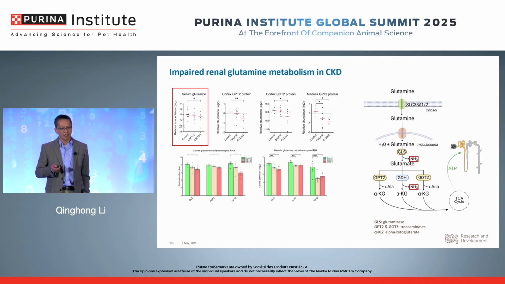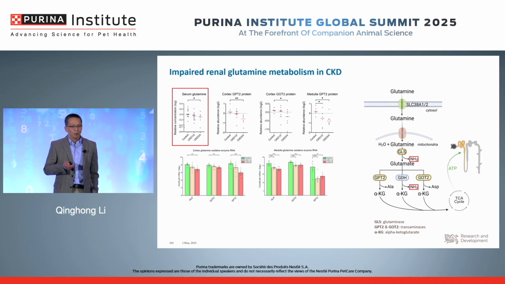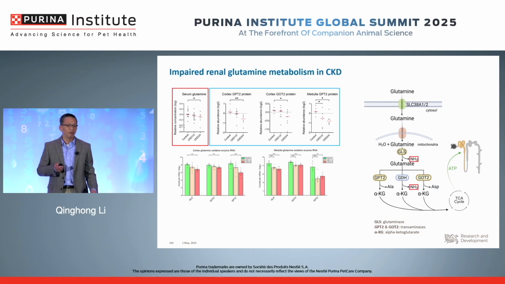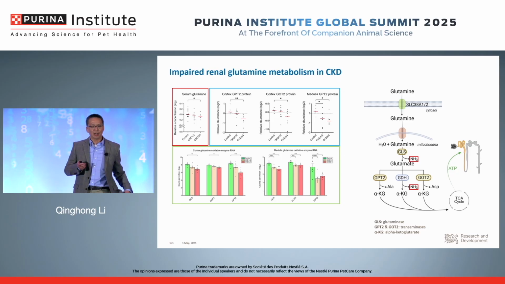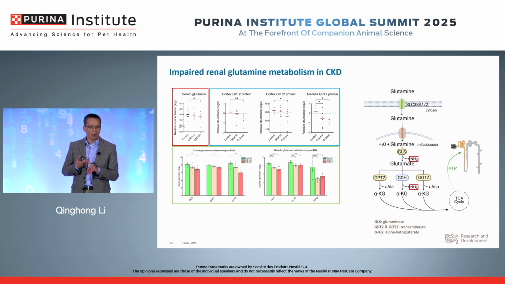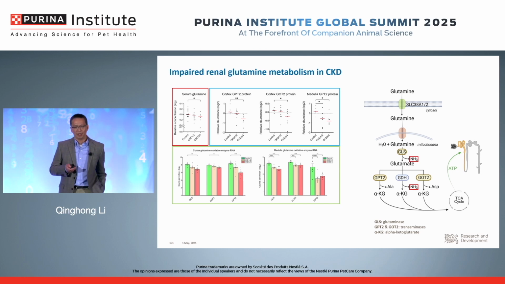So we look at the gene and protein expressions here. We already saw in the previous slides that in the serum, the glutamine level is decreased in CKD groups. And we look at the protein expression of these two transaminases, GPT2 and GOT2. Both protein expressions are downregulated in CKD, in the cortex, and also in the medulla. In the gene expression, there's a downregulation of genes encoding all three enzymes, glutaminase, GOT2, and GPT2 as well, in both the cortex and the medulla.